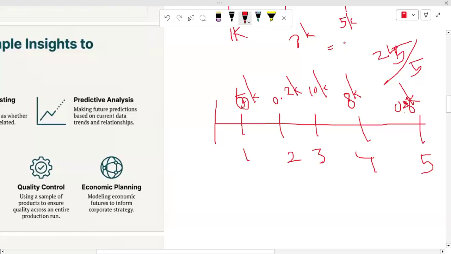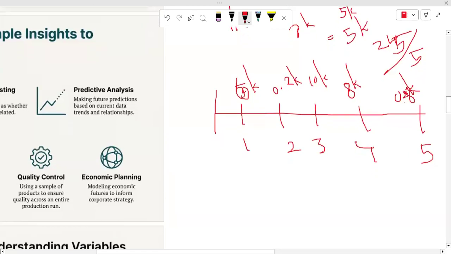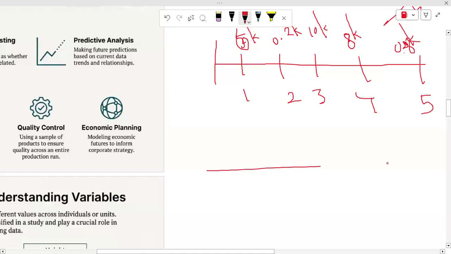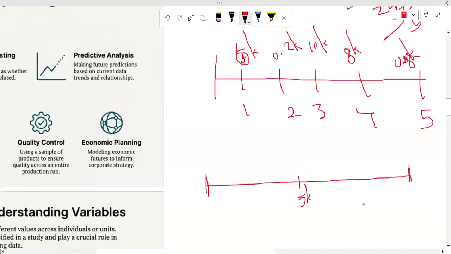Then on average, he gets 5,000K, right? In the middle, 5K, and here minimum and maximum. What is minimum here? 0.2. Very good. Maximum 10K.